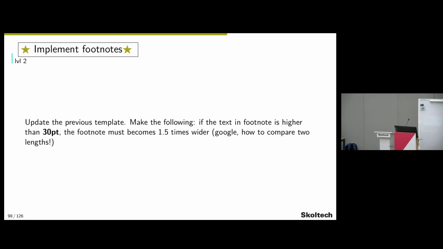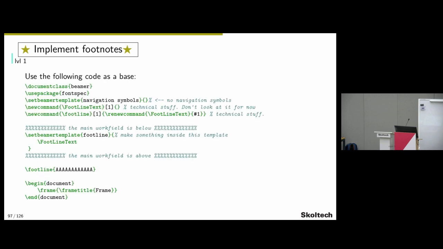You need to update the template, and if the footnote is more than 30 pt, it must become a little bit wider. To create the second task, you need to store the box as a variable and manipulate the parameters of the stored box. You need to understand the height of this box before you print it. And for the first task, you just need to understand how to use the counter and how to make the right box choice.